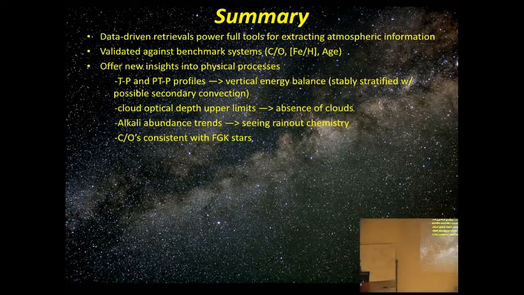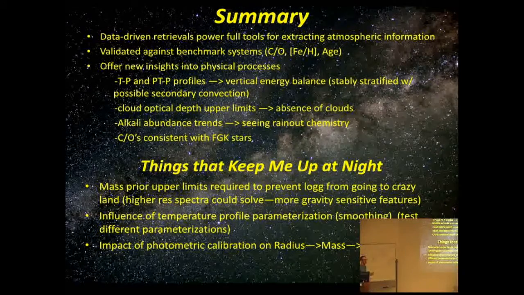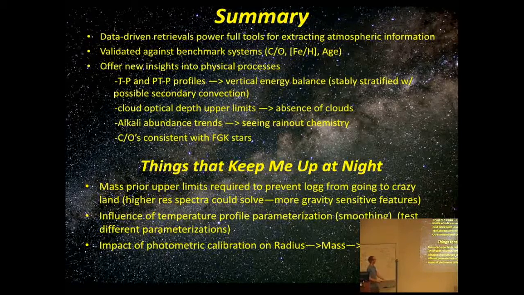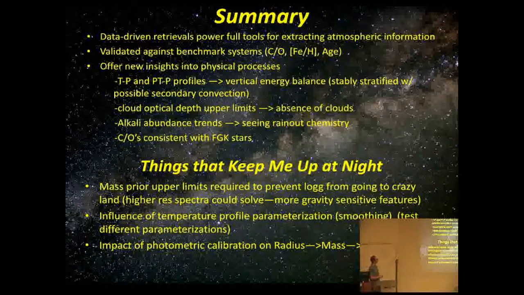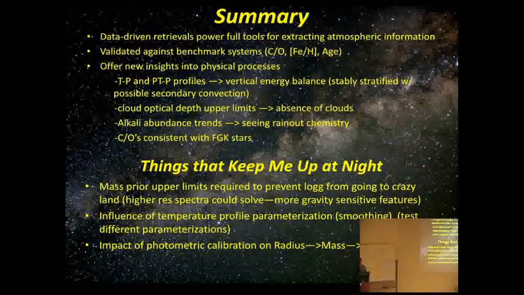So I'll just quickly put up my summary here. These data-driven retrievals are powerful tools for extracting atmospheric information. Again, I use brown dwarfs as an example because the data sets are high quality. We can back out reliable abundances. We learned interesting things about the atmosphere, about the static stability, about whether or not clouds exist, and we're able to probe some chemical processes happening in their atmospheres. And of course, there's always caveats. So I'll stop there and take any questions. Thanks.